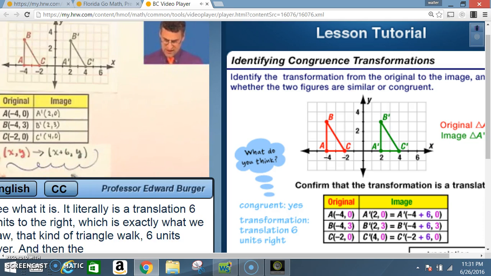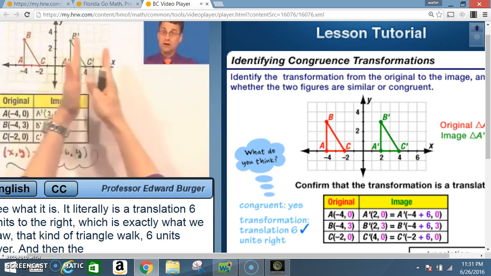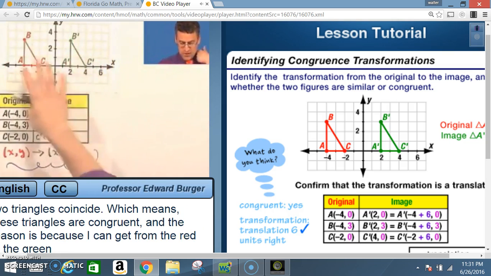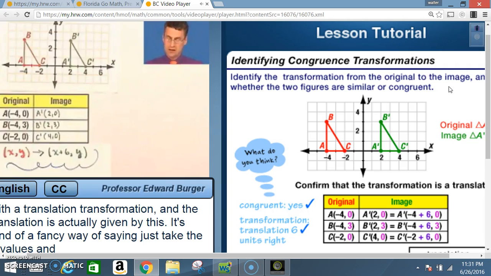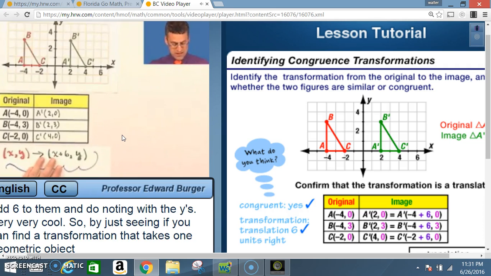It literally is a translation 6 units to the right, which is exactly what we saw, that triangle walk, 6 units over. And then the two triangles coincide, which means these triangles are congruent. The reason is that I can get from the red to the green with a translation transformation. And the translation is given by this. It's a fancy way of saying, just take the x values and add 6 to them and do nothing with the y's. Very, very cool.